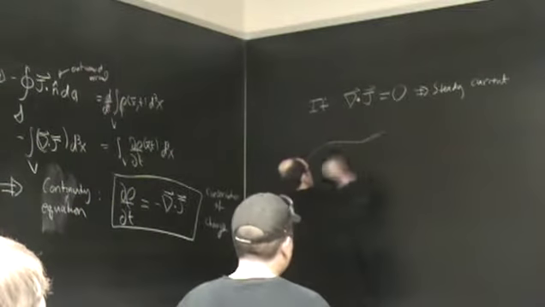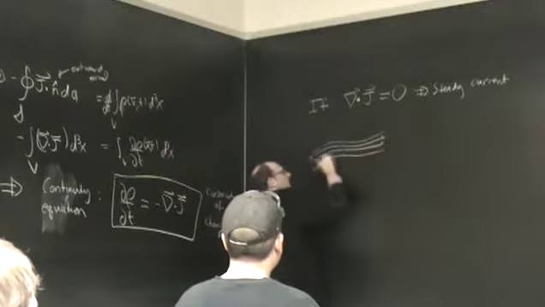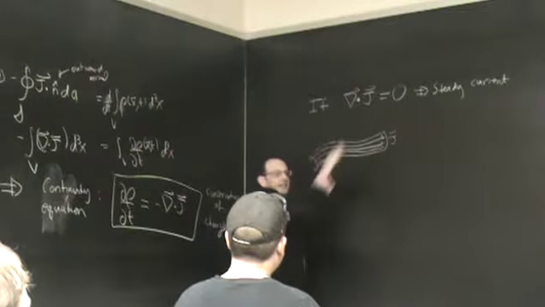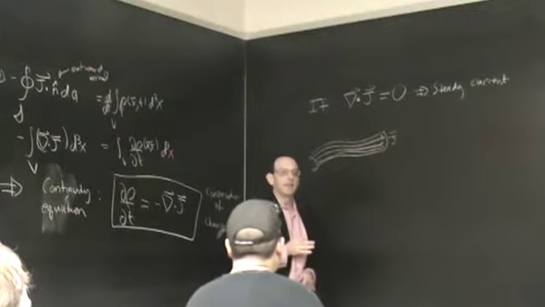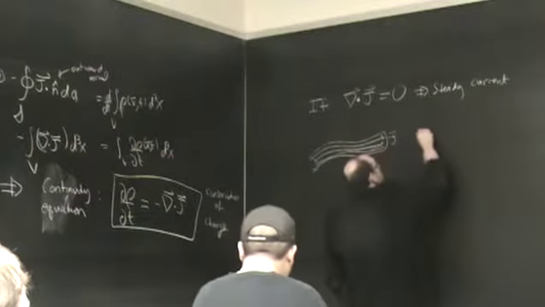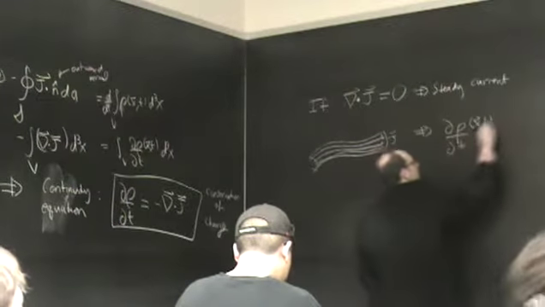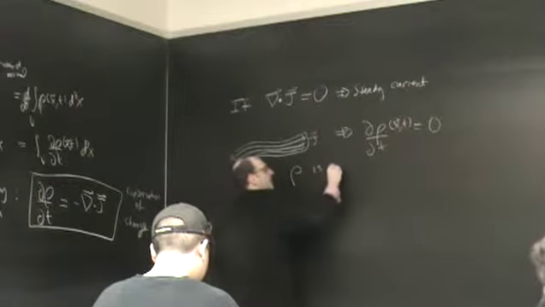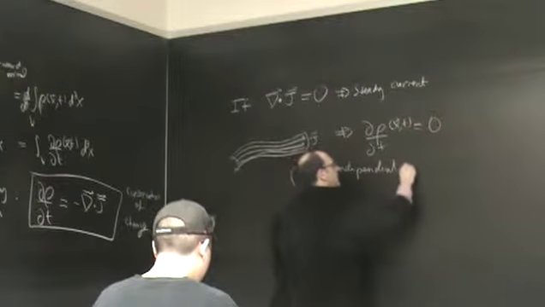So if I have a tube, for example, and all the streamlines are like this with some current flowing, this is a steady current, like through a hose, not converging or diverging anywhere. Under this condition, if there is conservation of charge, which there is, that implies that the local charge density is constant. That is to say, rho is independent of time.